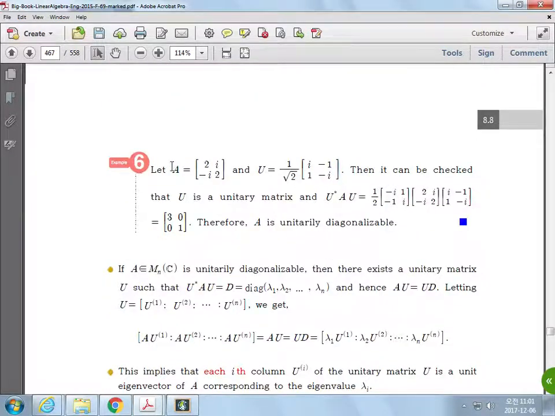This is an example. If A and U are like this, then U star AU can be written in this way, which is a diagonal matrix whose main diagonal entries are 3 and 1. Isn't it nice? A is a complex matrix, but this similar diagonal matrix is just 3, 0, 0, 1, which is very easy to handle, isn't it? You don't even need to use code for the complex matrices.